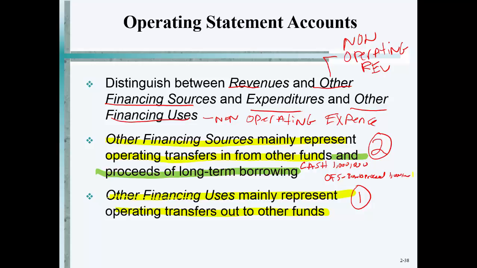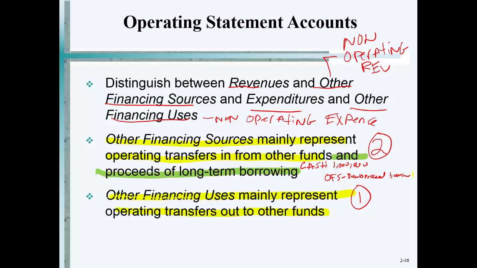With me so far? I debited cash. I credited other financing sources, bond proceeds, $1 million. Debit cash, credit other financing sources, hyphen, bond proceeds, $1 million. Right? Okay, good. So there's my long-term borrowing.